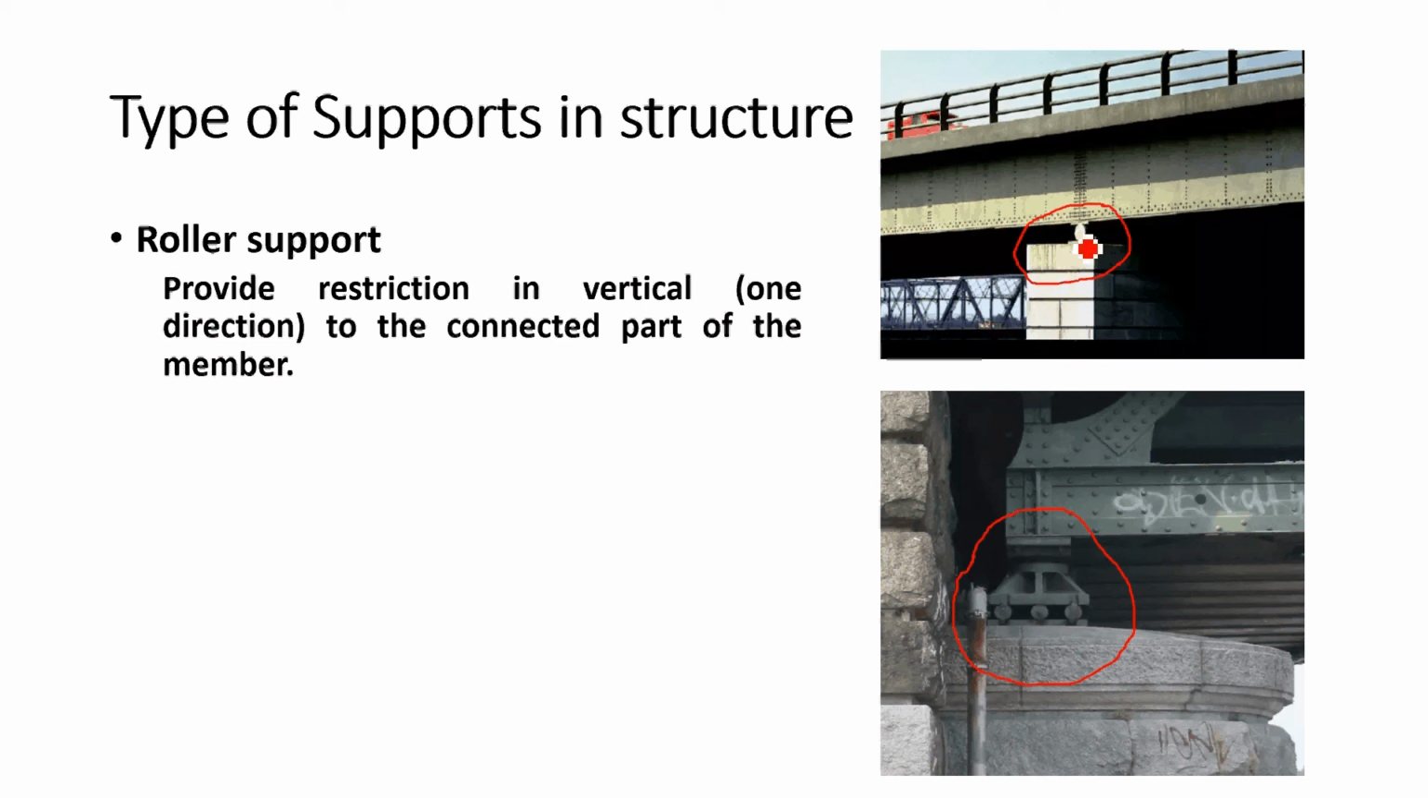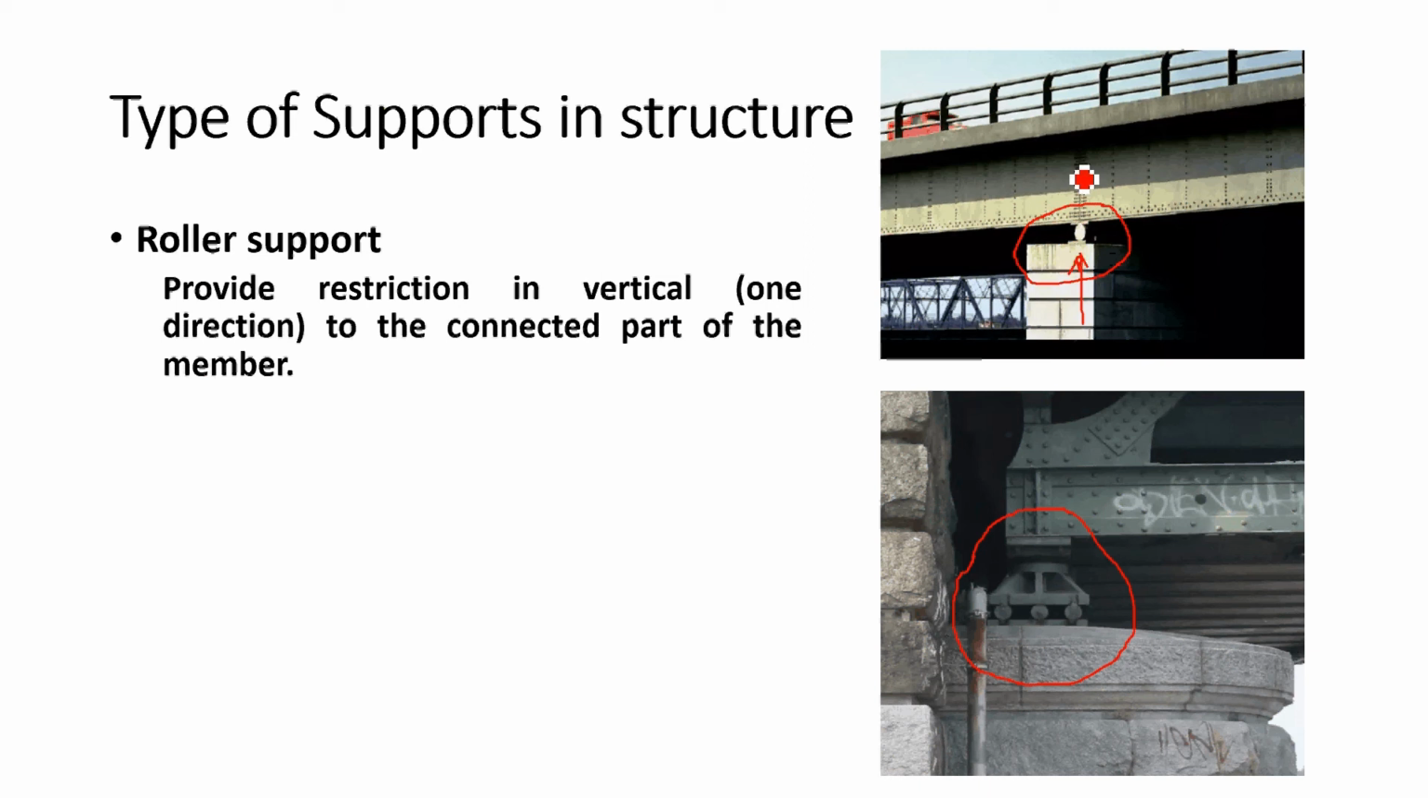So let me talk about the functional objective of these two supports. What we define as a roller support: it provides restrictions in the vertical, that means one direction, to the connected part of the members. If you look at this support, whatever load you are applying here, the support does not allow the member to move vertically downwards. That means when you give any vertical load, the support gives resistance in the vertical direction.